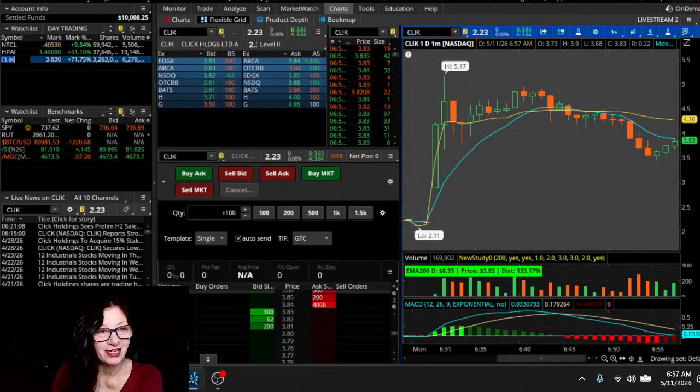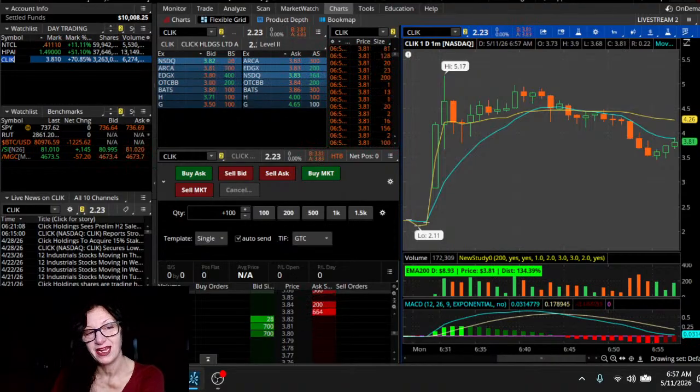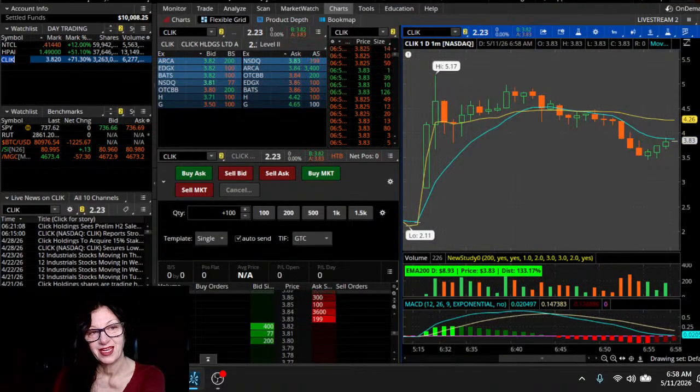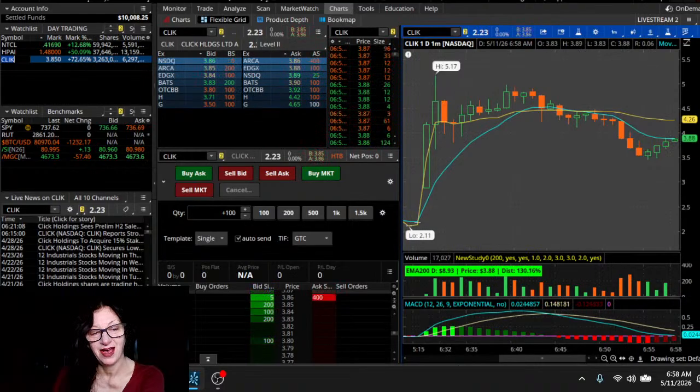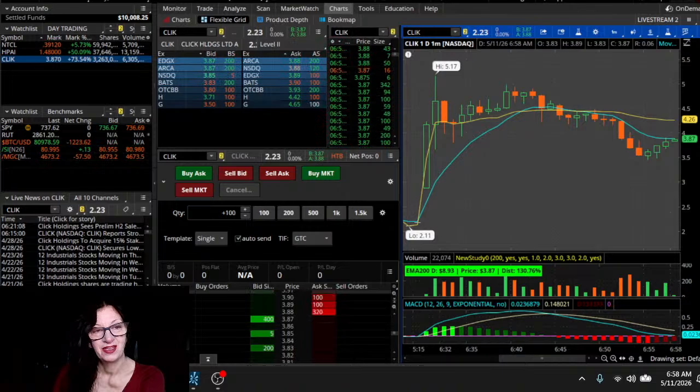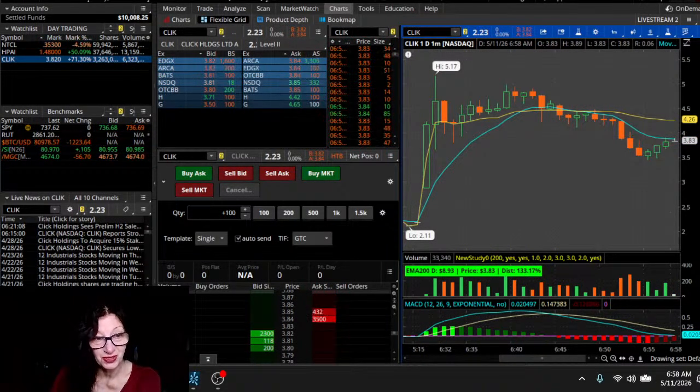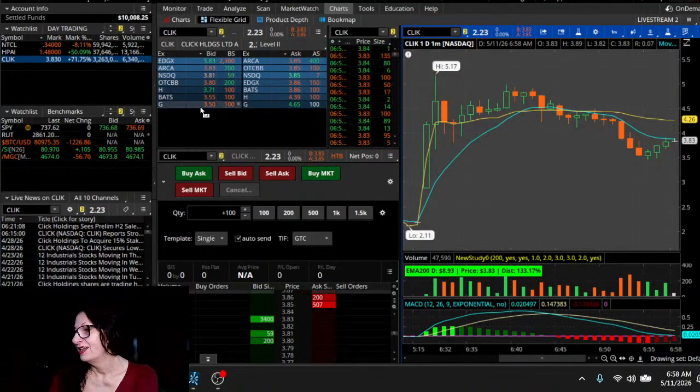All right, so I'm looking at the top gainer scanner, and CLIK has popped up. Okay, it looks good. Float under 1 million. Has good relative volume. It has news too. But it's trading below VWAP.